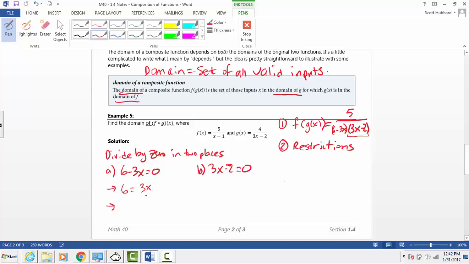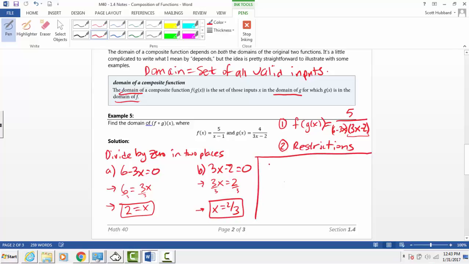This one's going to be 6 equals 3x, which means divide by 3. It means 2 is equal to x. So that's one answer. And then this one says 3x is equal to 2. Divide by 3, and you get x is equal to 2/3. So that means our domain is going to be all real numbers.